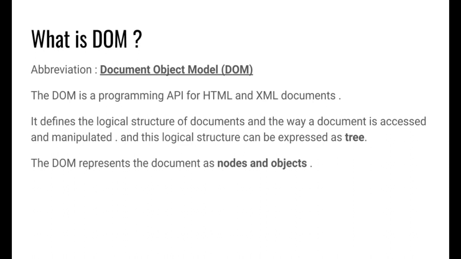If we don't have a correct picture of the structure, we could not understand this concept correctly. So, this logical structure can be expressed as a tree. The DOM represents the document as nodes and objects. It may not be clear at the moment, but once we get into action, it will start clearing the clouds.